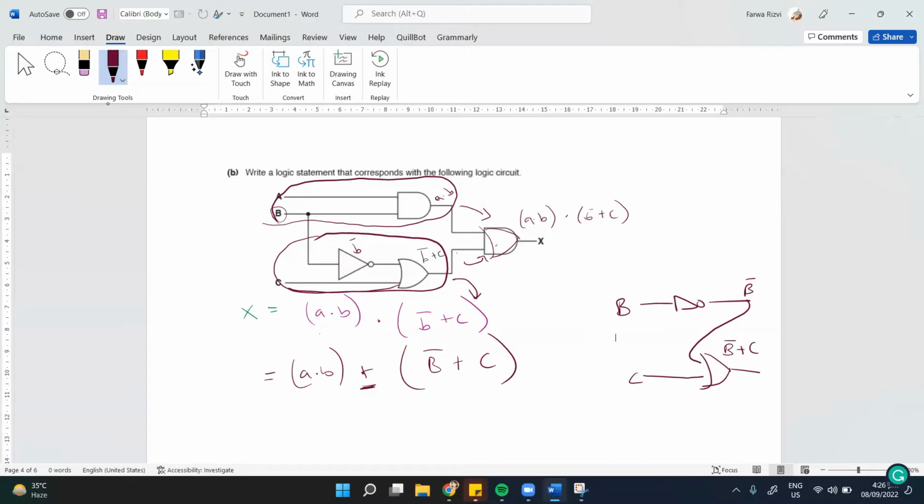We'll do some more questions and then I guess you'll get the hang of it. But do you understand how we got these expressions?